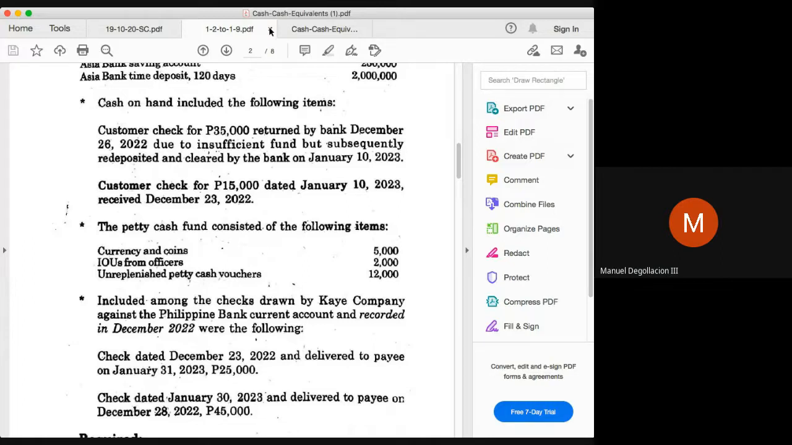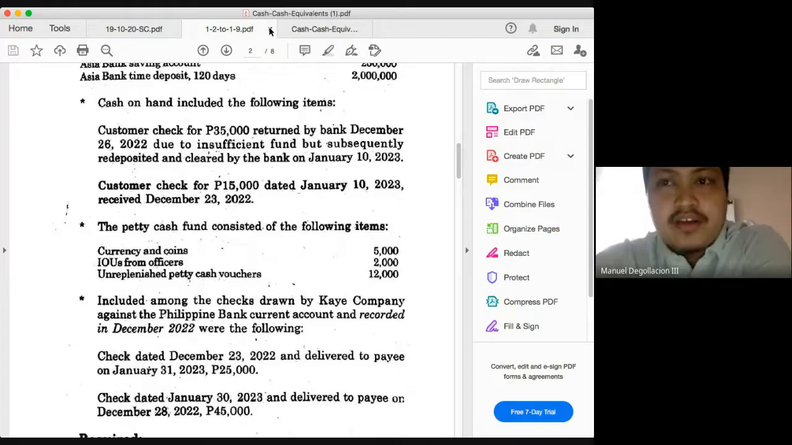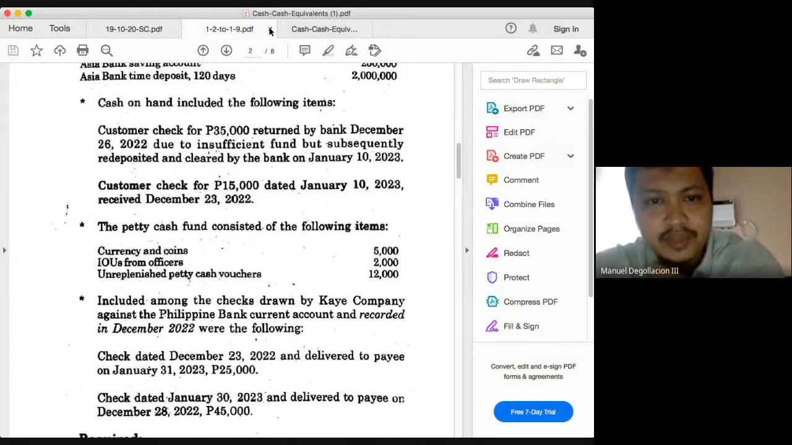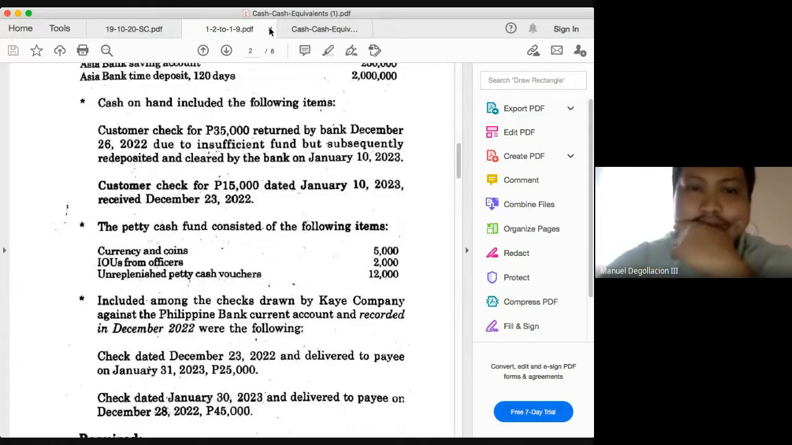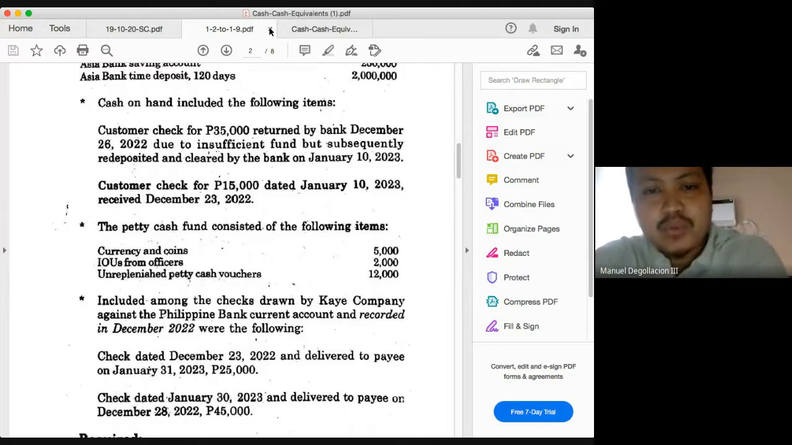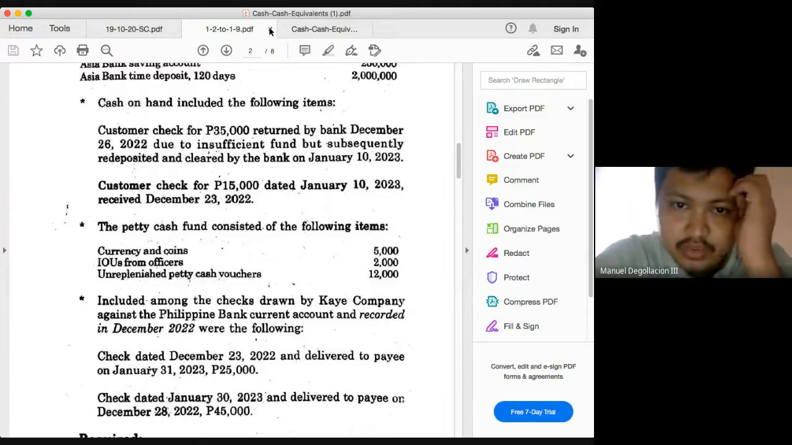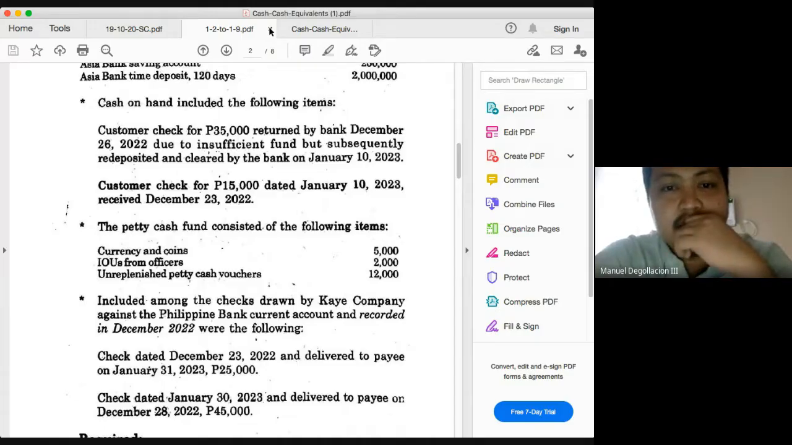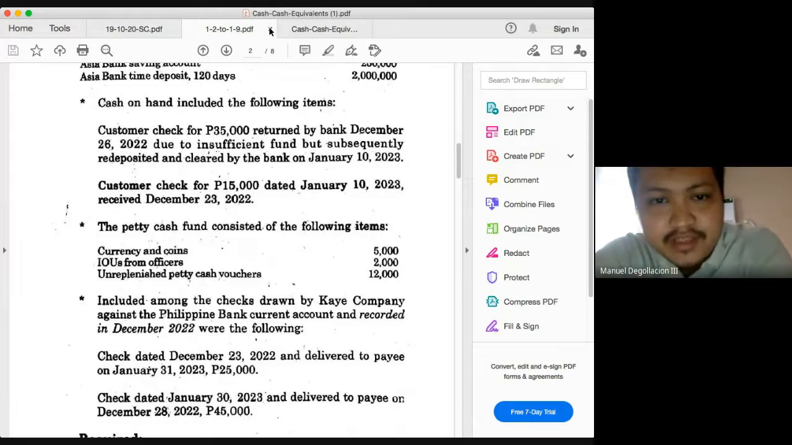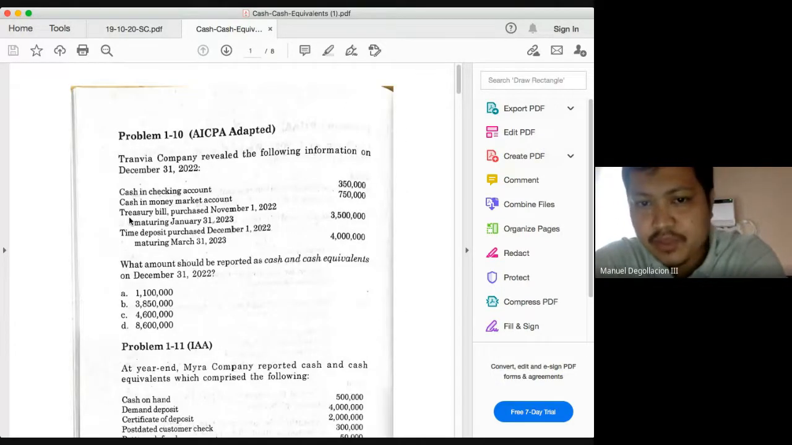What amount of cash in checking account will be included. Cash in money market account will also be included since it is for short term. Treasury bill purchased November 1, 2022, maturing January 31, 2023, will form part of our cash equivalents. This will be treated as a cash equivalent. Time deposit purchased December 1, 2022, maturing on March 31, 2023.